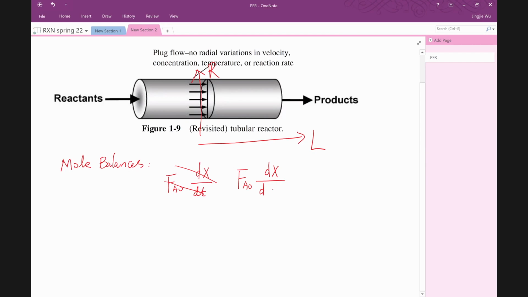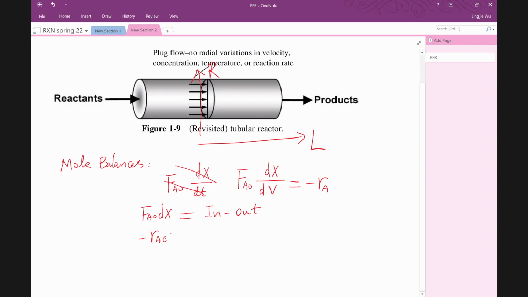Because the cross-section area is the same, we use the volume. So FA0 dX/dV, the conversion change along the reactor length, is equal to your reaction rate, rA. In other words, it means in minus out, and rA dV is the generation.